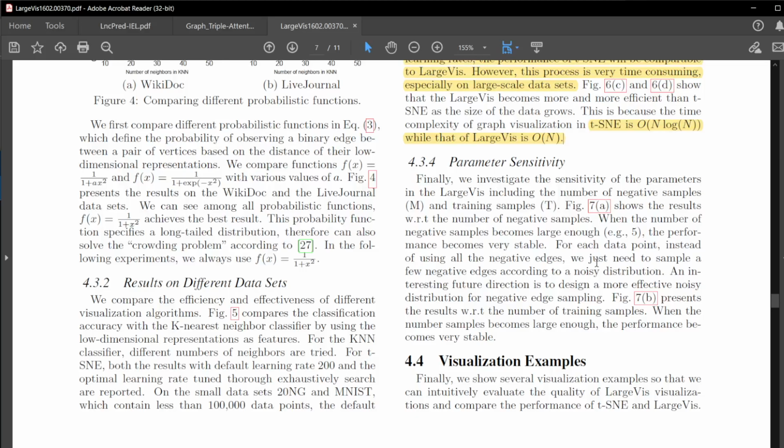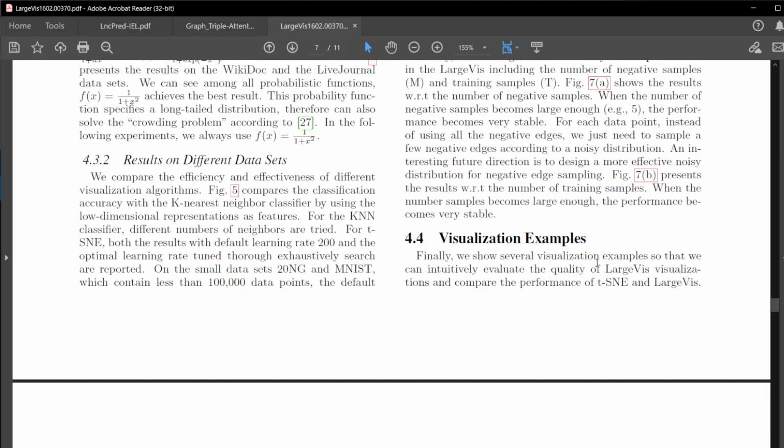4.4 Visualization examples. Finally, we show several visualization examples so that we can intuitively evaluate the quality of LargeVis visualizations and compare the performance of t-SNE and LargeVis.